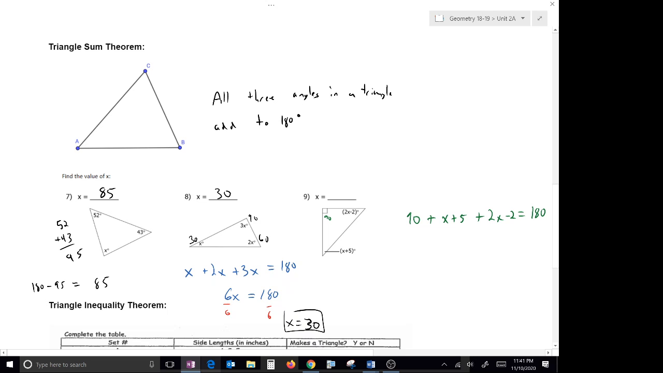I can collect my like terms, so I've got an x and a 2x, which gives me 3x. 90 plus 5 is 95, minus 2 gives me 93, which equals 180. I can subtract 93 from both sides.